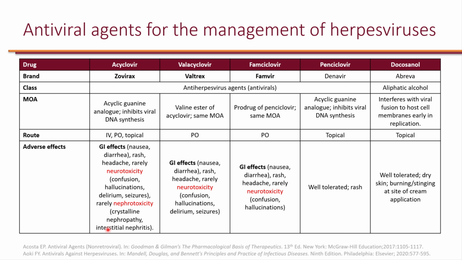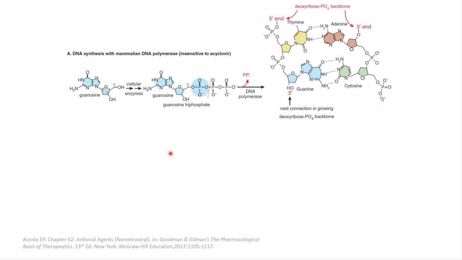So that's one of the types of AKI, and that's something that you don't see with valacyclovir. And then valacyclovir also is a prodrug of acyclovir. Acyclovir is only available as topical, so I'm not really going to talk about it, but essentially valacyclovir is a prodrug that improves bioavailability, but the mechanism of action is the same. So essentially all of these four drugs are analogs of guanine, which inhibits viral DNA synthesis.